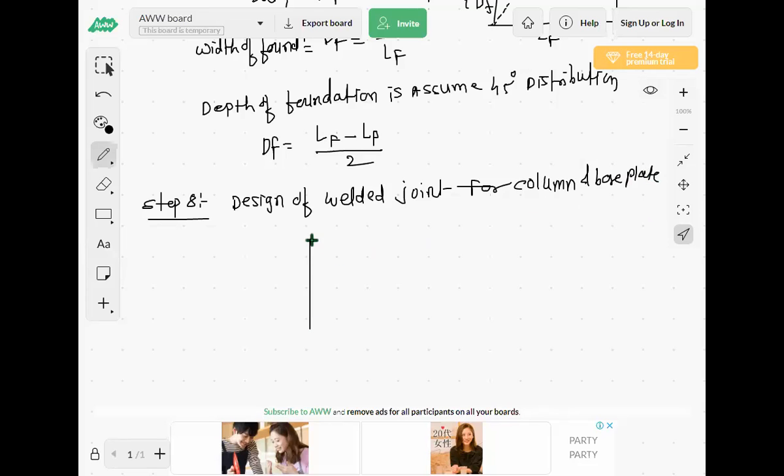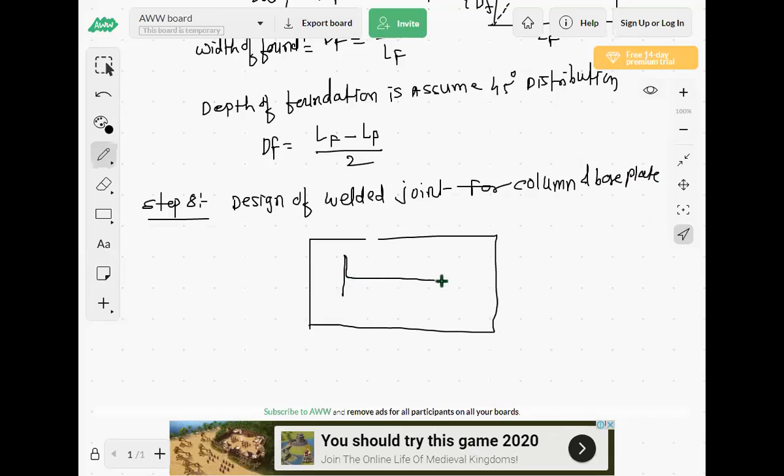It means what? This is your base plate. This is your I section column. Now this column and I section you have to weld. So this is your welded area. In this area you have to weld. So you have to place the base plate, and on the base plate you have to fix the I section, and this column is vertical.